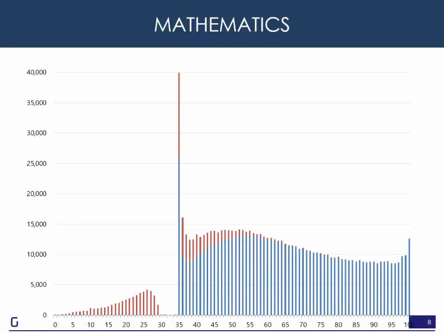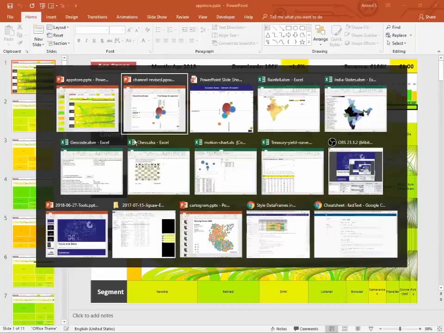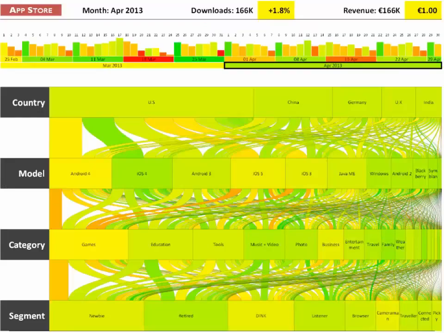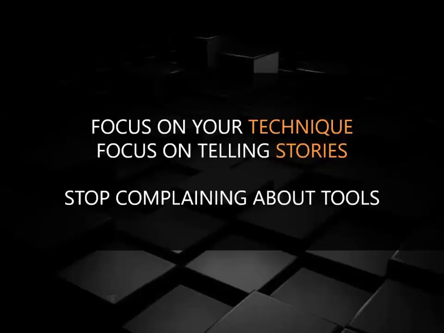But when the Ministry of Education saw this, they said, okay, this is stuff that with our data, we'd never seen before. Not on Excel, not on any other tool. Every time somebody comes to me and says, we really need more powerful tools, I just tell them, look, focus on your technique. Focus on telling stories. Stop complaining about tools. The bulk of the problem is our familiarity with the tools that we have, probably. That may be an inhibitor.